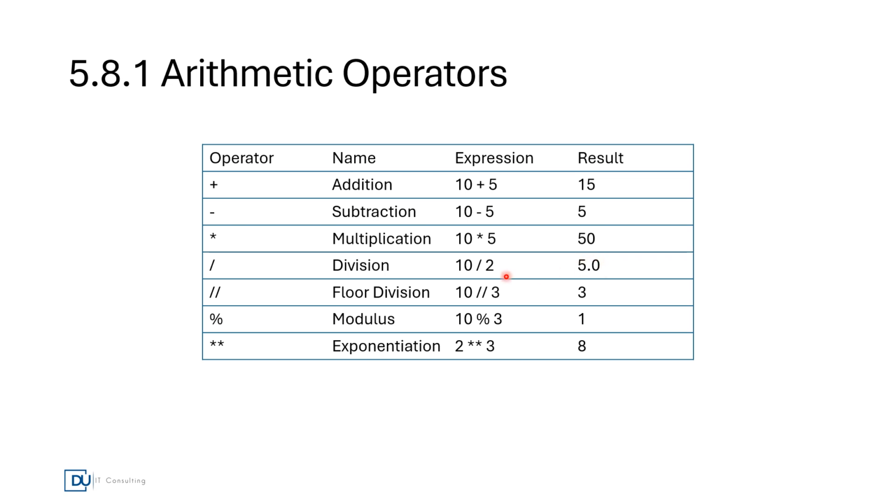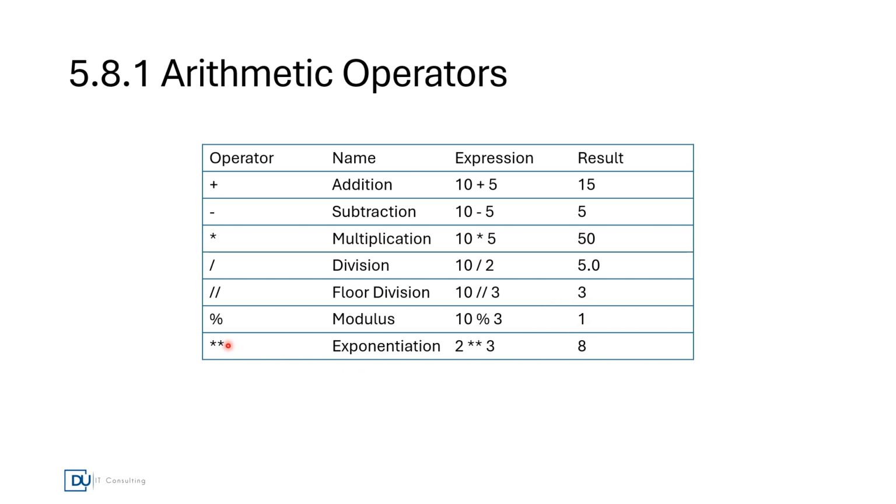And then we have double slash, which performs floor division. So 10 double slash 3 is 3. The reason we get 3 as a result is because when you divide 10 by 3, the quotient is 3 and the remainder is 1. So we get the quotient here. Then we have percentage, which is used for modulus operation. So when we do 10 percentage 3, we get the remainder, which is 1.